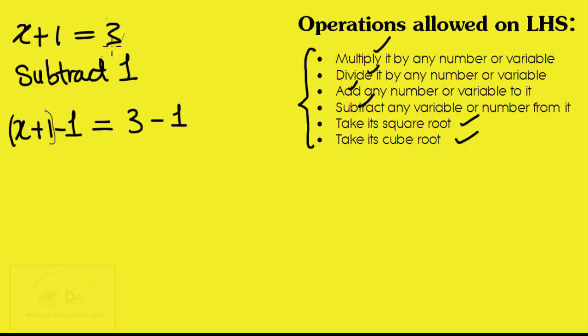Our right hand side term was 3, which is here. But we've subtracted 1 from the left hand side term, and we've done the same to the right hand side term to preserve the equality, which is why the equal sign stays here. Now simplifying this gives, if we drop the bracket here, x plus 1 minus 1 equals 3 minus 1. Now we can simplify. What's plus 1 minus 1? That's 0. So x plus 0, and 3 minus 1 is 2. So x is equal to 2.